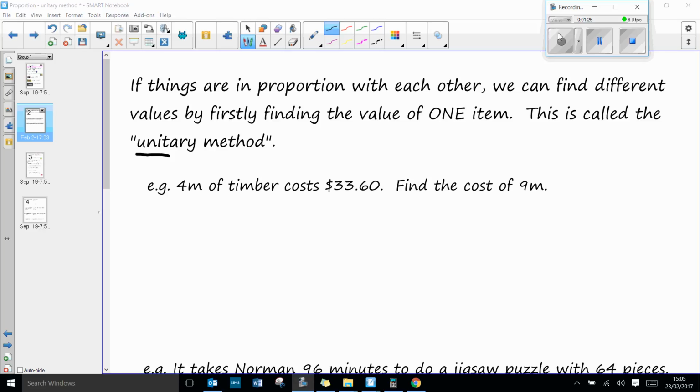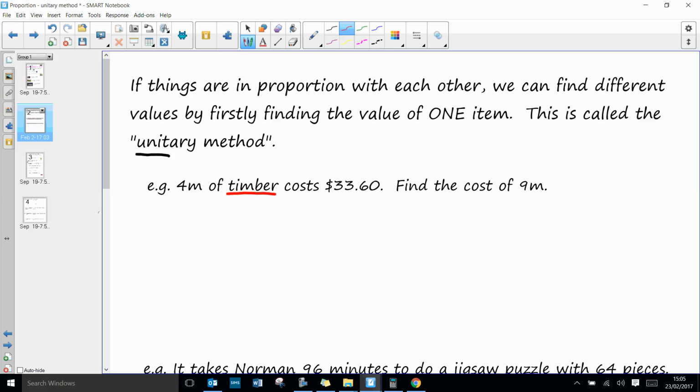Now, for this question, it talks about timber. You may think, I don't know what timber is. That doesn't matter. In most math questions, it doesn't really matter if you're not understanding what they're talking about. The phrase timber is not important in this case. You just have to understand the method that we're looking at. I apologize, timber is wood. I should let you know that. So 4 meters costs $33.60.